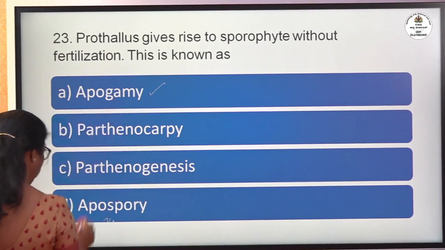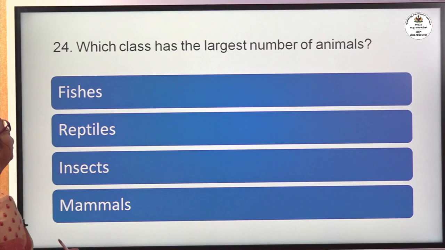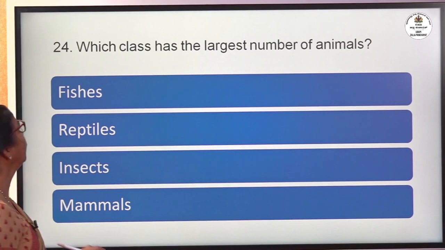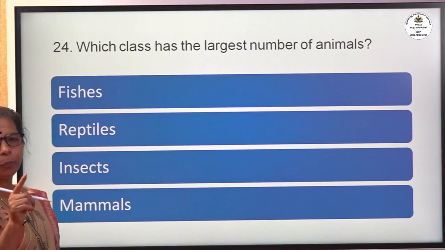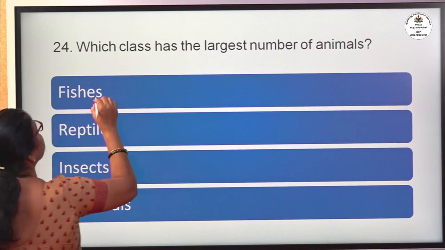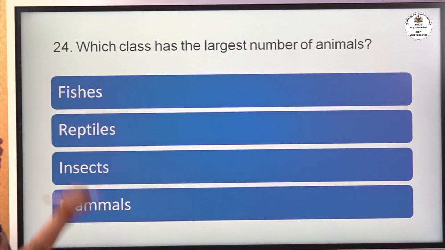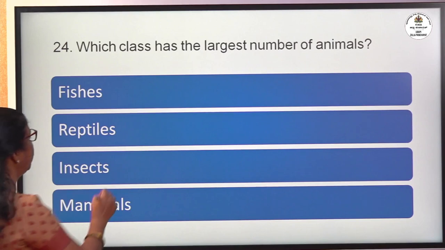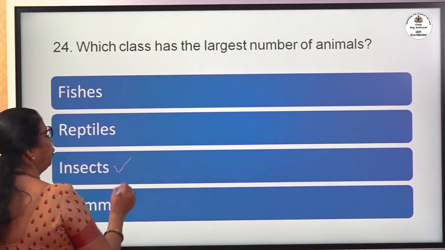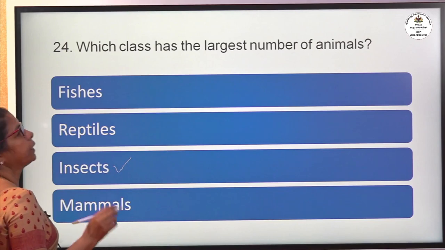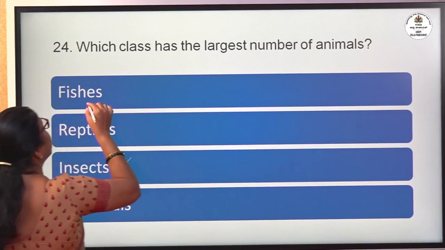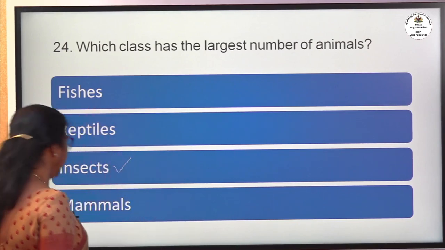So the option is apogamy, A. Which class has the largest number of animals? Which group of vertebrates? Then your answer would be fish. But here, largest number of animals, that is phylum Arthropoda, under that class Insecta. Okay, if it is regarding chordates, then it is fishes. Otherwise, it is insects.